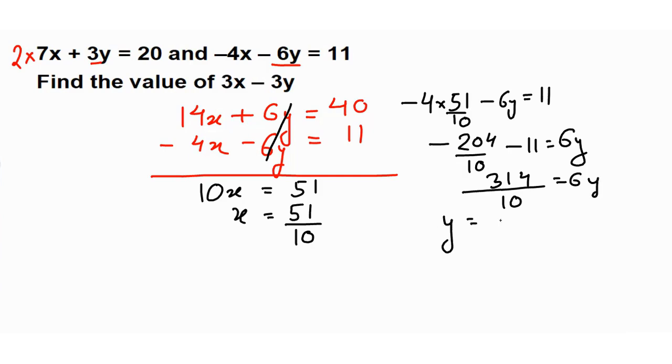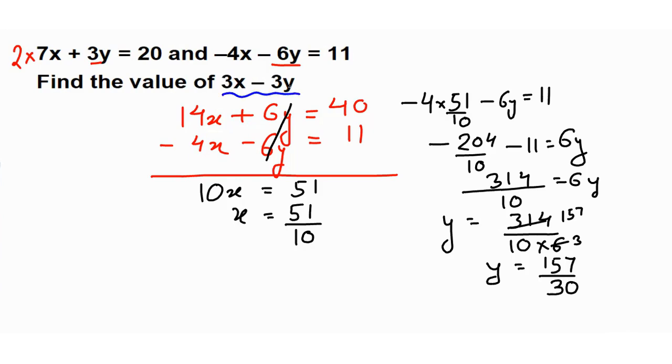So we'll get minus 314 by 10 equals 6y. So y will be 314 upon 10 into 6. We are not cancelling by 10, but we can cancel out this 6. First, it can go 2 times. This would be 157 by 3. So y is coming as 157 by 30. We have the value of x and y, but it's not asking x and y.